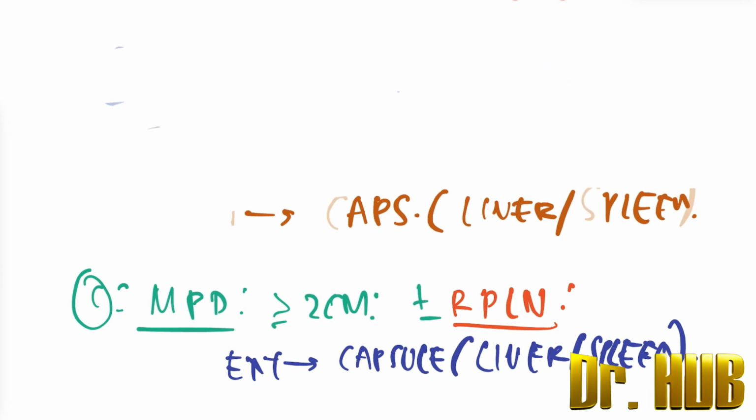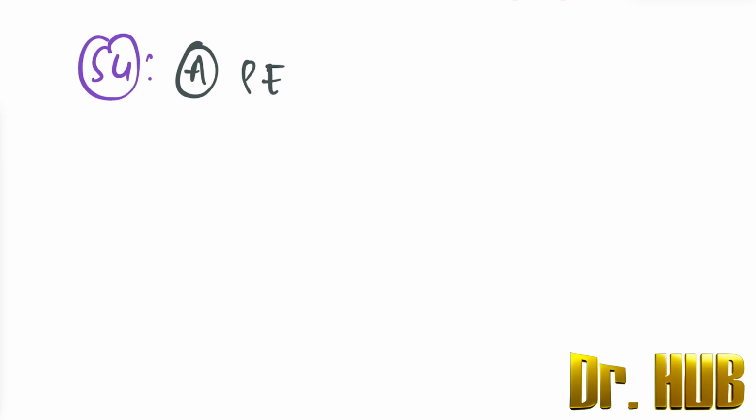Next, we move on to stage 4. What happens in terms of S4, that is stage 4? A is there is a malignant pleural effusion. And B stands for there is an extra abdominal spread.